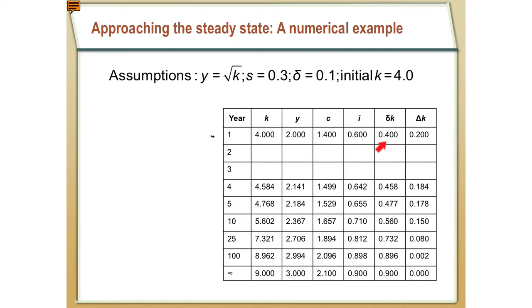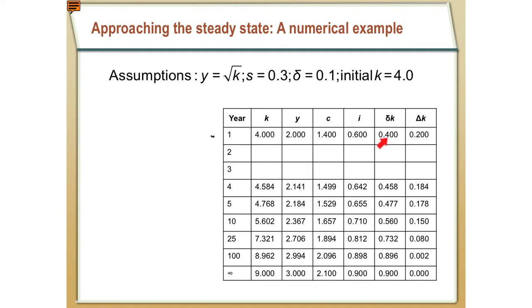Delta K, our depreciation for year 1, is 10%, 0.1 times the initial capital per worker of 4. So 0.1 times 4 gives us 0.4 for depreciation. And our delta K, remember, comes from the law of motion for the capital stock, the central equation for the Solow model that we talked about in the other video. So the delta K is going to be the difference between the investment and depreciation. Investment is greater than depreciation, so the capital stock is going to grow.